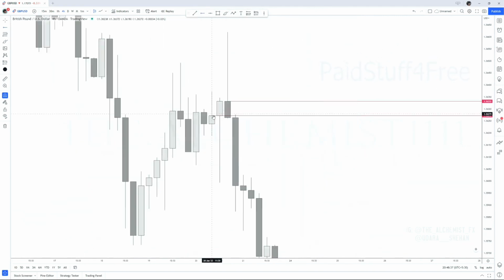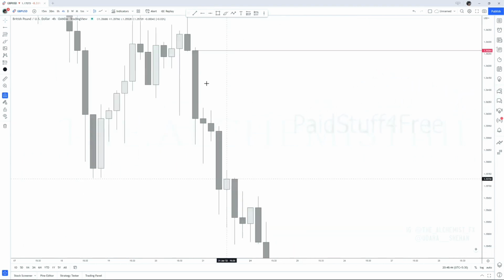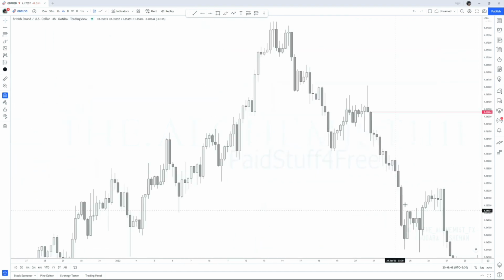Okay, so same thing. Look at this one, even this is a point of interest. Even this one, even this one. All these areas are POIs, but we're not going to use all of them. We're only going to use the ones that have liquidity below them.